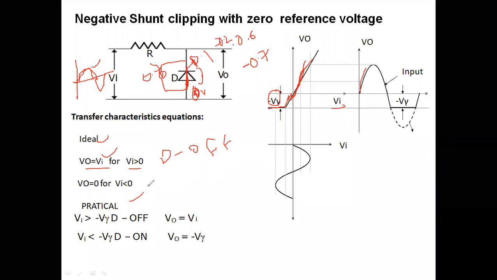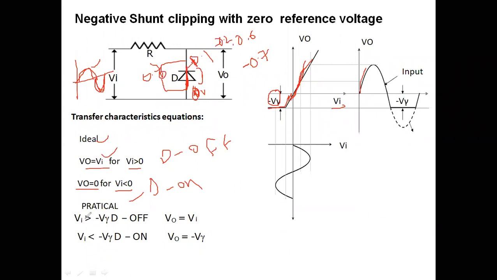When the input voltage is less than zero, that means in the negative cycle, the diode will be on. Diode on means it will be a short circuit here. The voltage across a short circuit is zero. Therefore, the output will be 0. In this case, the diode is in the on state.